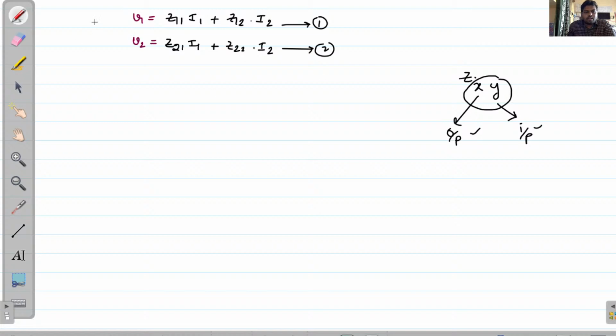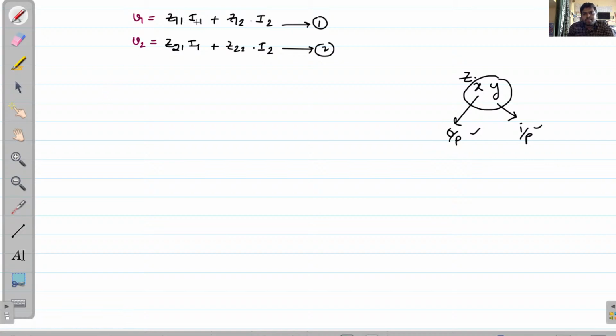Okay, and now for example, I need to evaluate z parameters. So here these are the v1 expression and v2 expression. From these two expressions I need to evaluate z parameters, which is nothing but what? z11, z12, z21, z22. These are the z parameters, right? I need to evaluate those z parameters.